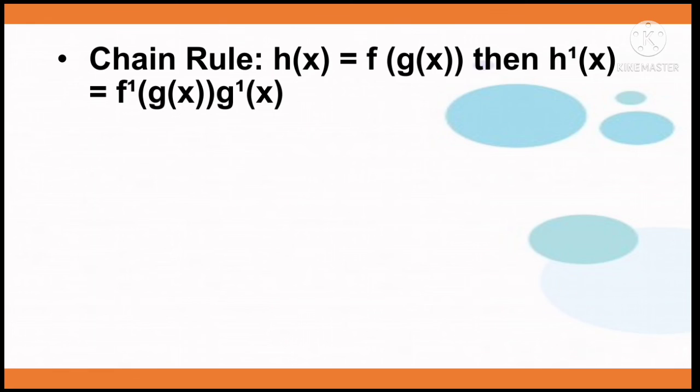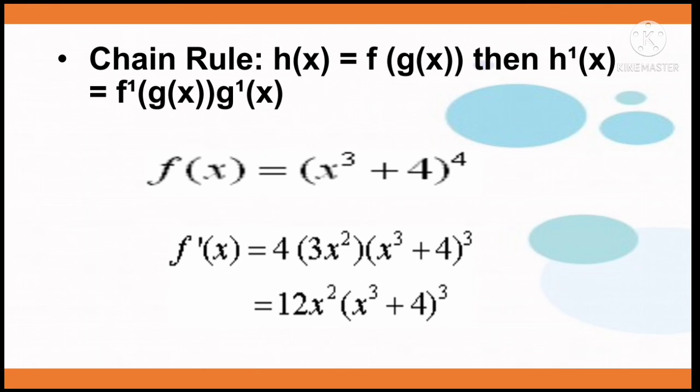Next would be the chain rule, where h of x is equal to f quantity of g of x, then the derivative of h of x is equal to the derivative of f quantity of g of x, and then multiplied to the derivative of g of x. Just like for example here, we have this given, f of x is equal to x cubed plus 4 raised to the power of 4. So as we apply the given here as our guide, we're finding the derivative of h of x.